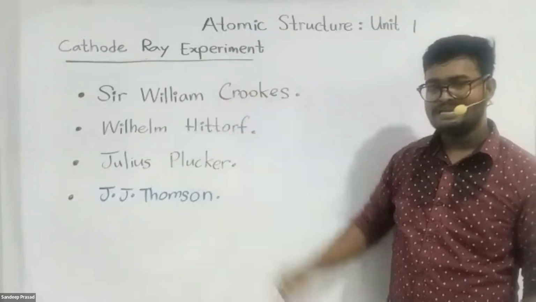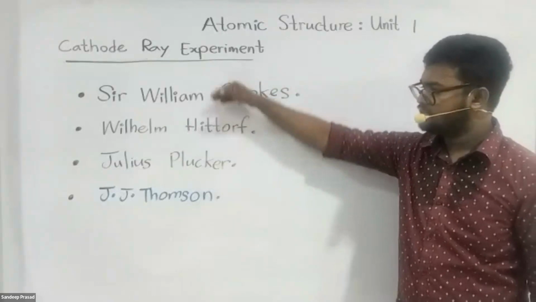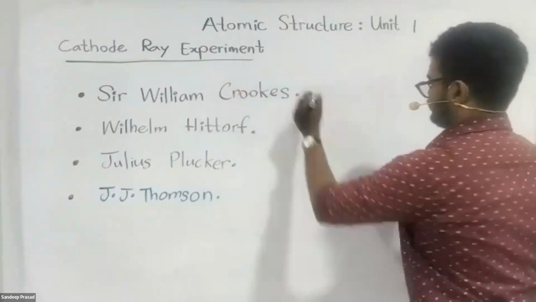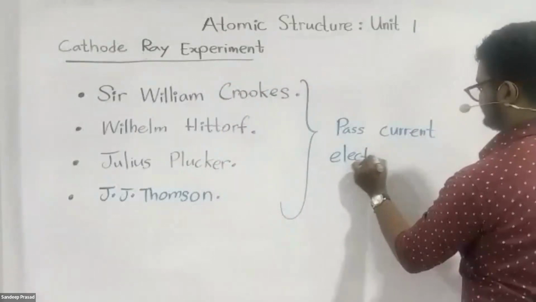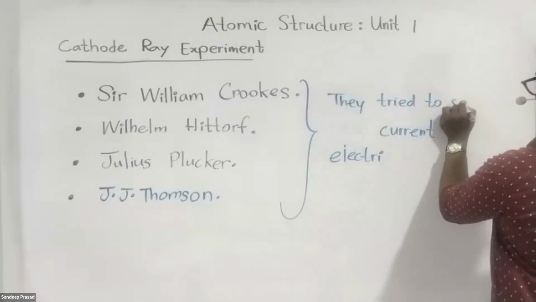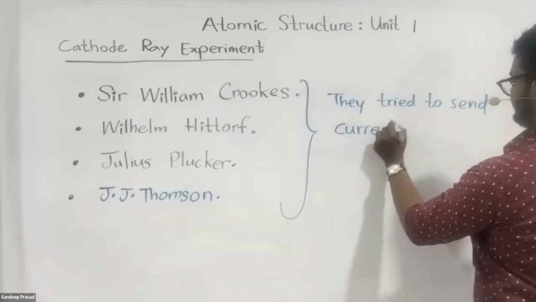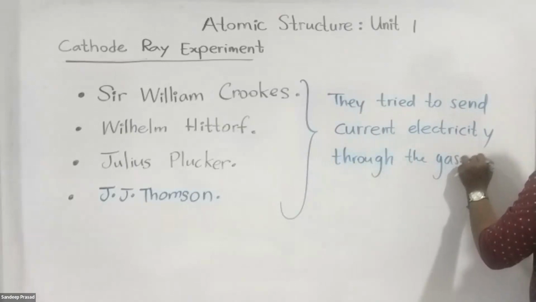he developed an instrument. I'm going to draw the instrument. Okay, before I go for the instrument, first of all, note down these four scientists' names and write down what their contribution is. Contribution is: pass current electricity. I'll write it in this way. They tried to send current electricity through the gaseous state.